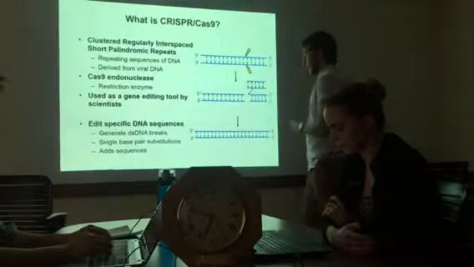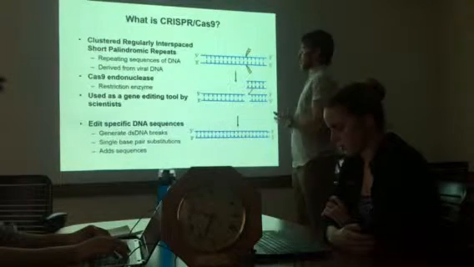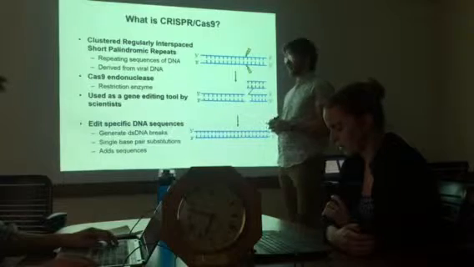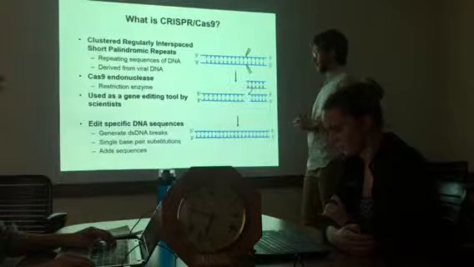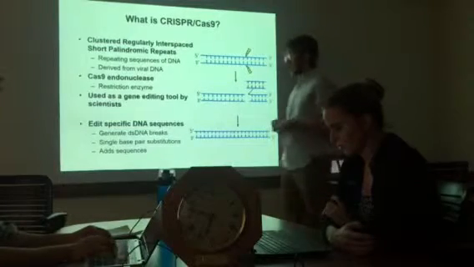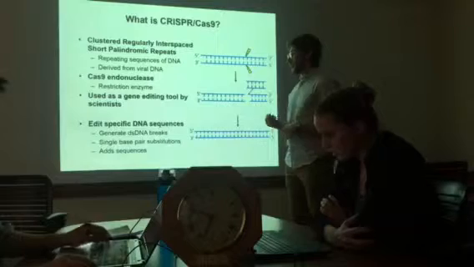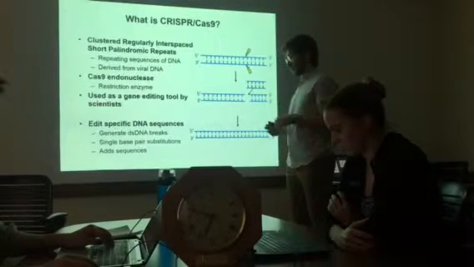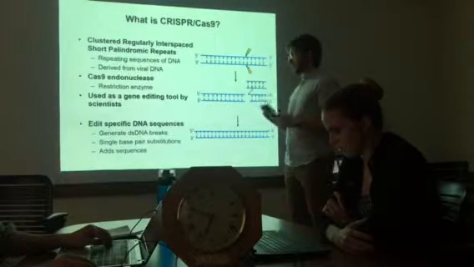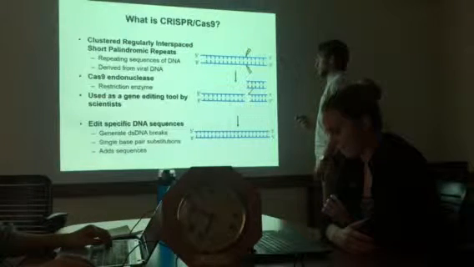Now, just for some background information, they use CRISPR-Cas9 to generate these gene knockout mosquitoes. CRISPR stands for clustered regularly interspaced short palindromic repeats. These are repeating sequences of DNA derived from viral DNA, because it is a prokaryotic system. It involves a Cas9 endonuclease, which is a restriction enzyme that generates double-stranded breaks, as you see in this figure.